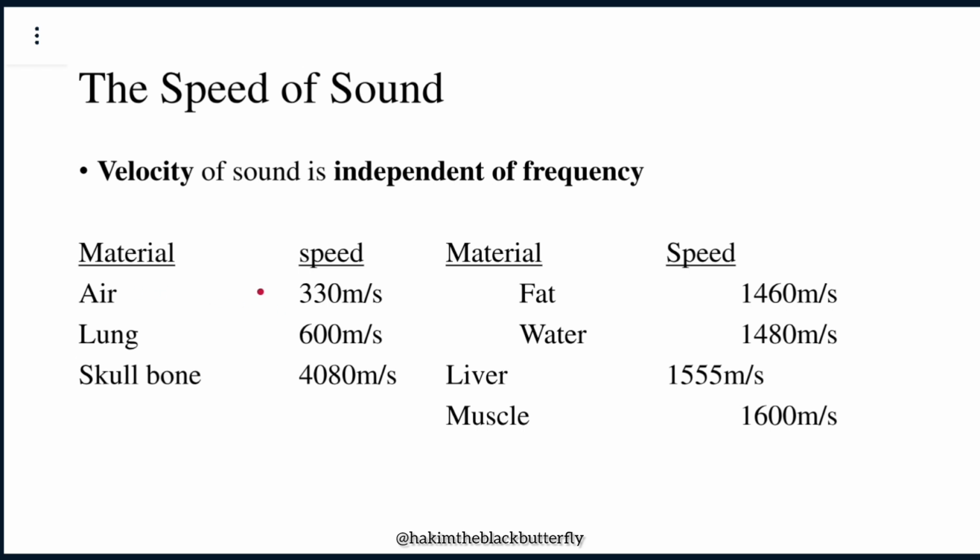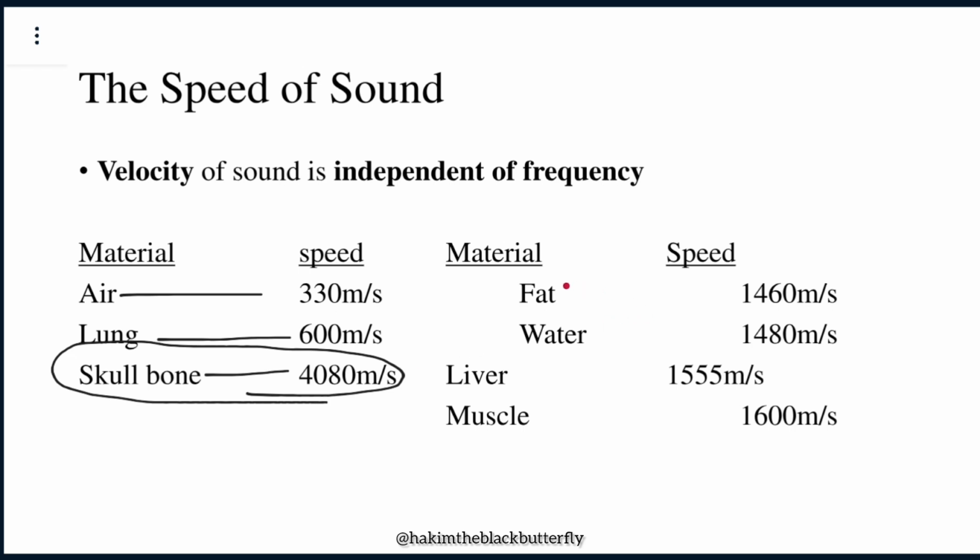In air, the speed of sound is 330 meters per second. The lung is 600. Skull bone is 4,000. You realize the skull bone represents all bones, so the speed of sound is higher in bones. In fat it is 1460. Water 1480. Liver 1555.